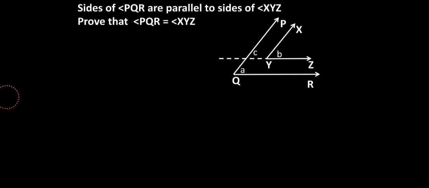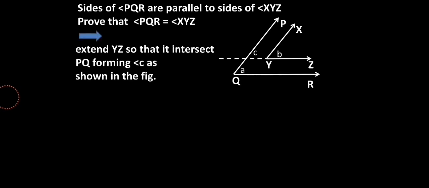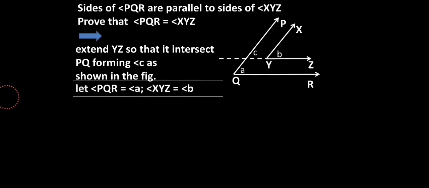Now whatever adjustment we did in the question is for our convenience, so we have to mention it in the answer first of all as the first step. So here I have mentioned: extend YZ so that it intersects PQ, forming angle C as shown in the figure. And also consider angles A and B as shown in the figure. The way I have mentioned, please mention it.